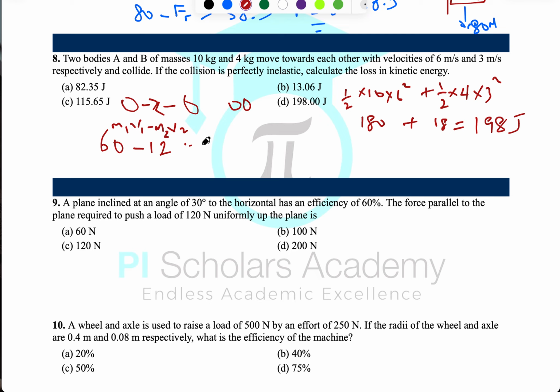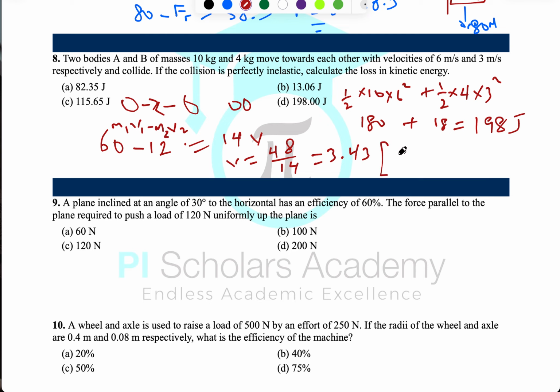So that's why there's a negative sign there. Then finally you have their common velocity. When they are stuck together, their total mass is now going to be 14, then multiplied by v. So that implies that 60 minus 12, that is 48. So v is going to be 48 divided by 14. So 48 divided by 14, that is 3.43. So when we have 3.43 now, we can now calculate the kinetic energy after collision.